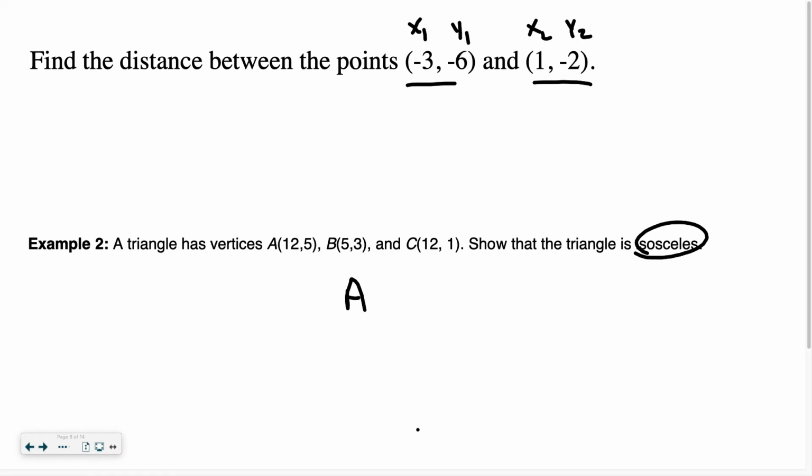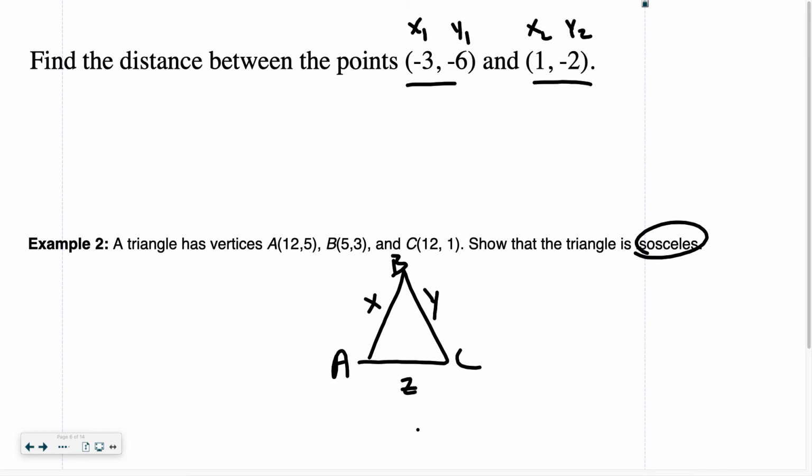So find the distance of AB, right? If I have a triangle called ABC, what's the distance of AB? What's X, what's Y, what's Z? You're going to find that 2 of these distances are going to be the same. And that's all I want you to do.